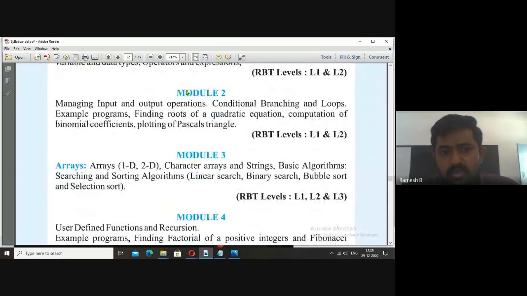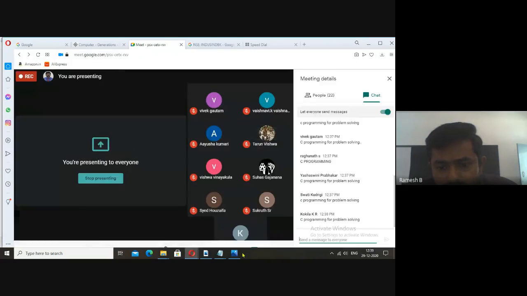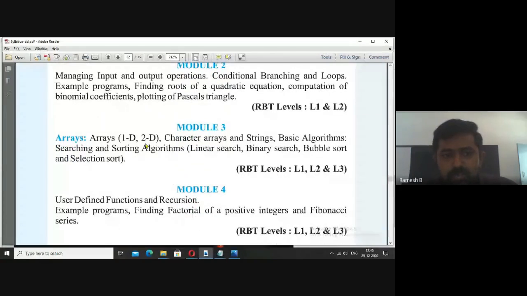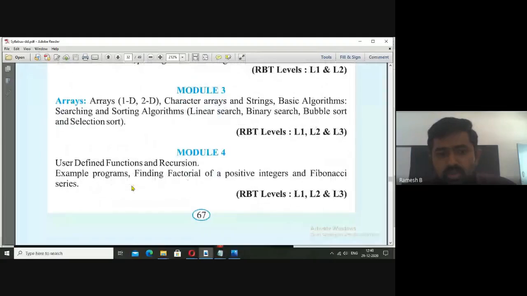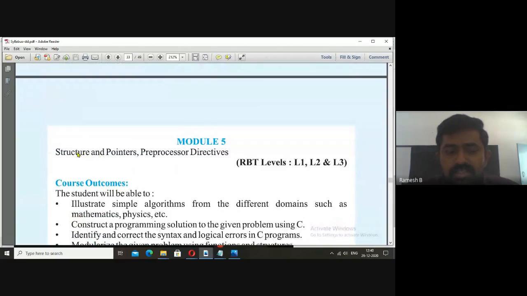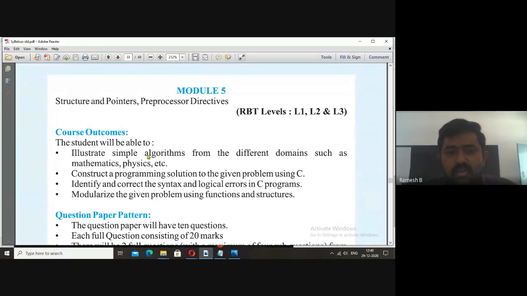Similarly, in module 2, you are learning about managing input and output operations. In the third module, you're going to learn arrays, character arrays, strings, basic algorithms, searching and sorting algorithms. In module 4, you are going to learn user-defined functions. And in module 5, you are going to learn about structures and pointers. This is what the course outcome is.